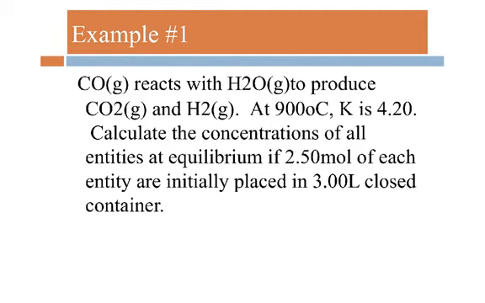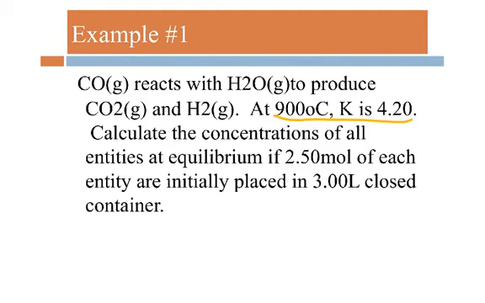So carbon monoxide reacts with water in a gas form to produce carbon dioxide and H2 gas. At 900 degrees Celsius, K is 420. Remember I mentioned in that last lesson how K is always put together with a degrees Celsius? That's because K is temperature dependent, which we'll see later on in terms of why. But in terms of actually needing that number, we don't need it, just so we know. So we want to calculate the concentrations of all entities.